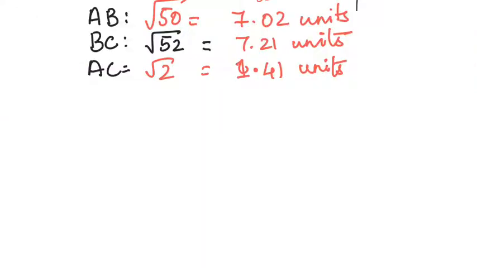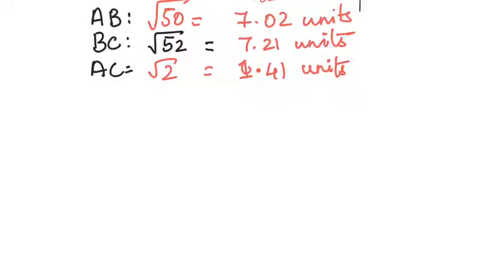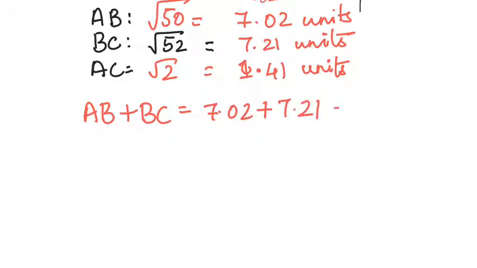Now, as I told you in the beginning of the question, for it to be a triangle, the sum of any two sides of a triangle should be greater than the third side. So if you add AB plus BC, that is going to be 7.02 plus 7.21, that is equal to 14.23, which is greater than AC.